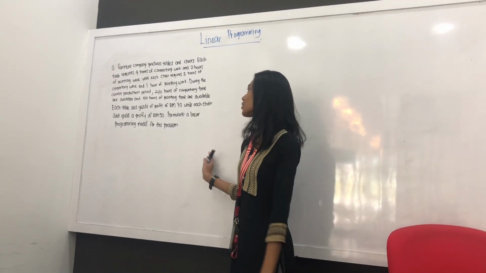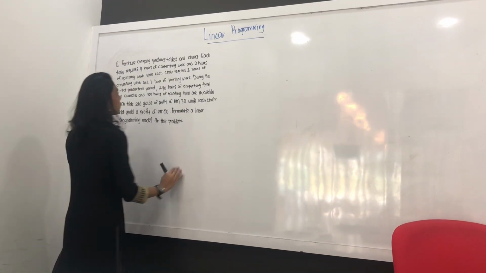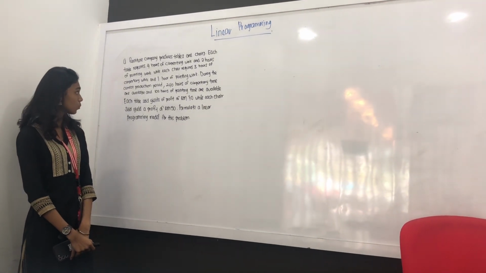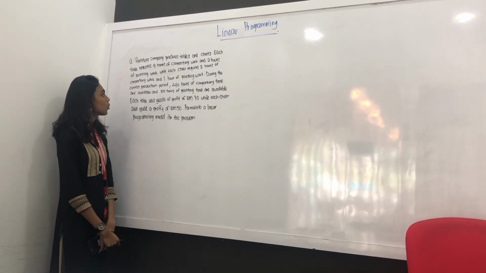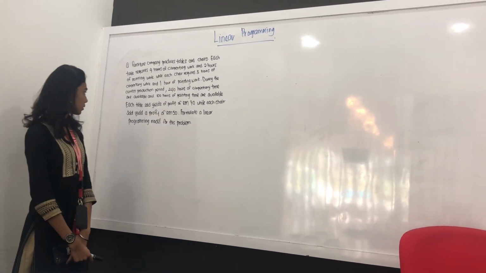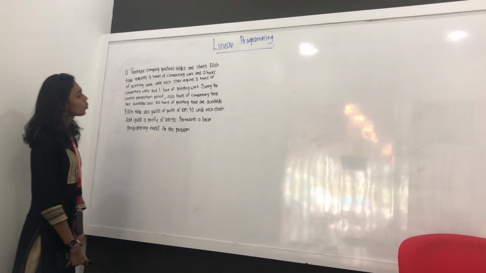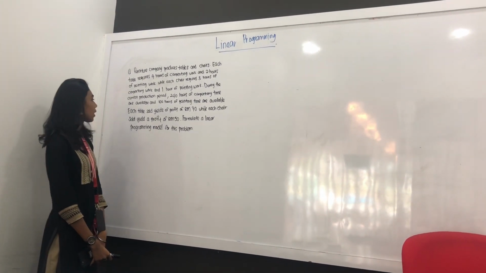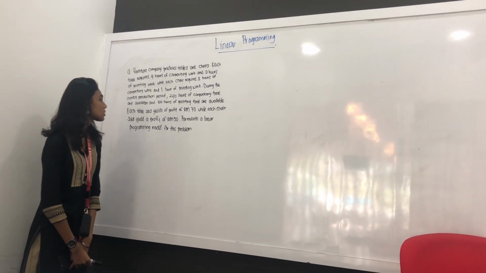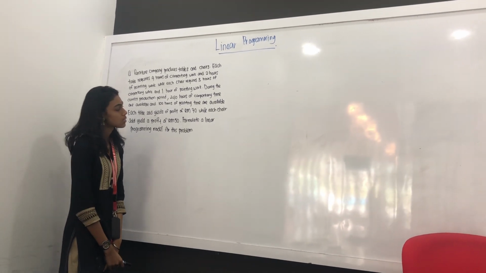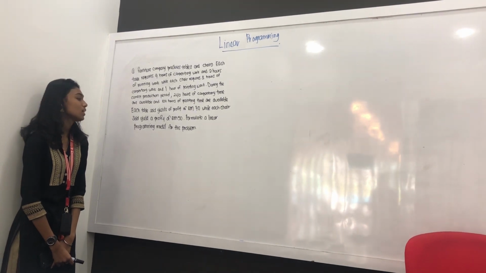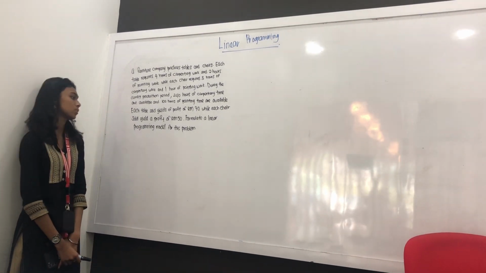This is my question. A furniture company produces tables and chairs. Each table requires 4 hours of carpentry work and 2 hours of painting work, while each chair requires 3 hours of carpentry work and 1 hour of painting work. During the current production period, 240 hours of carpentry time are available and 100 hours of painting time are available. Each table sold earns a profit of 70 ringgit, while each chair sold earns a profit of 50 ringgit. Formulate a linear programming model for this problem.